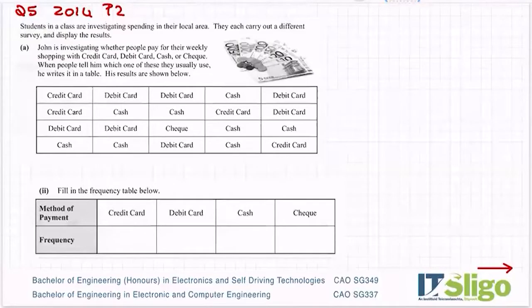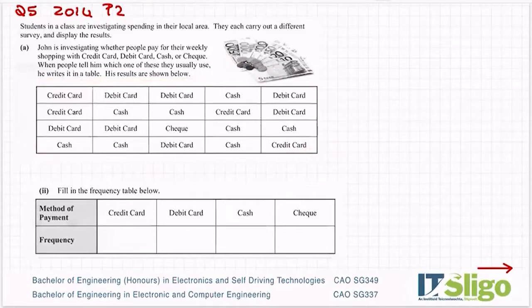Okay, this one. Students in a class are investigating spending in their local area. They each carry out a different survey and display the results. Okay, so a stats question from 2014. John is investigating whether people pay for their weekly shopping with credit card, debit card, cash, or check. When people tell him which one they usually use, he writes it in his table. His results are shown below. Fill in the frequency table below.